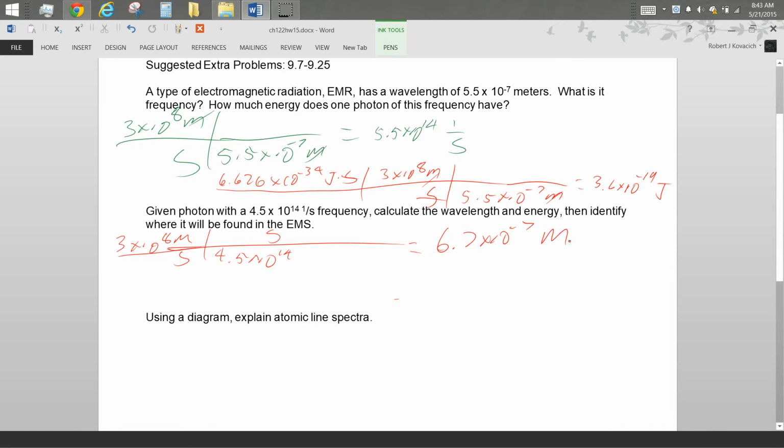Okay. And then I'm going to do the same sort of thing. So I'm going to start off with the 6.626 times 10 to the negative 34th joules times seconds. And then I'll use 4.5 times 10 to the 14th over seconds to cancel the seconds out. And then that's all I need to do.